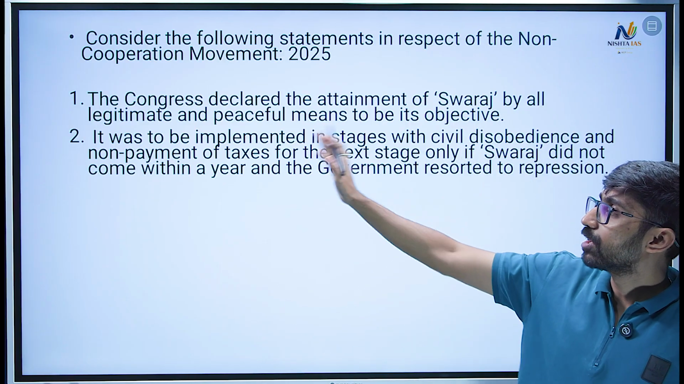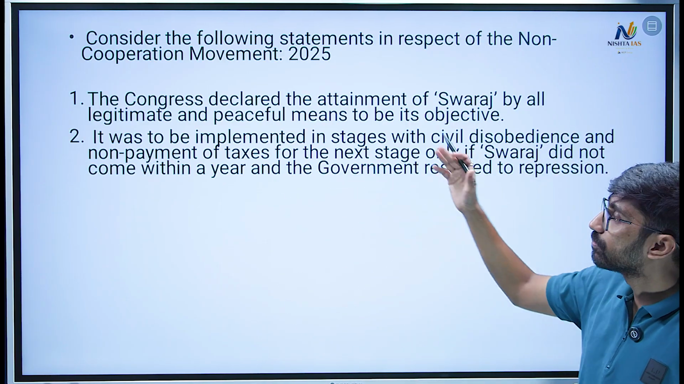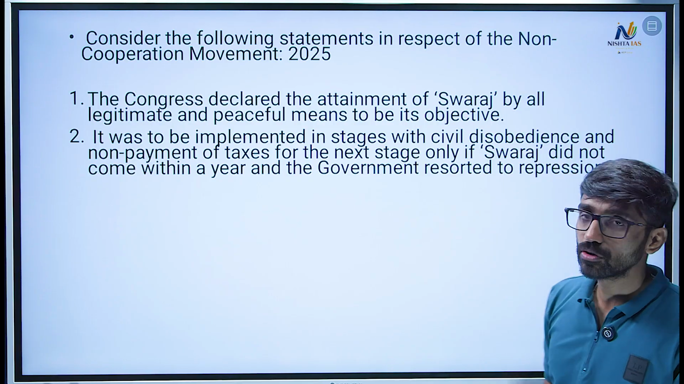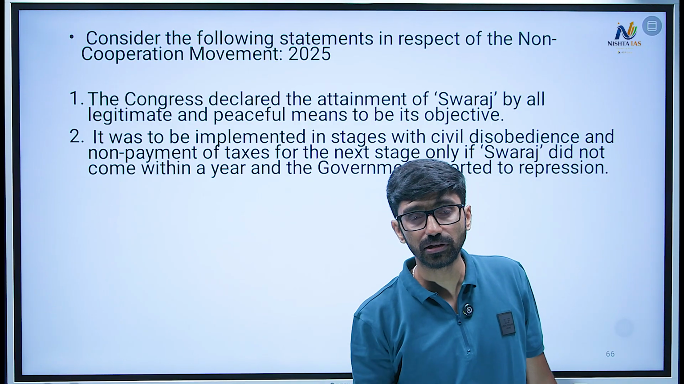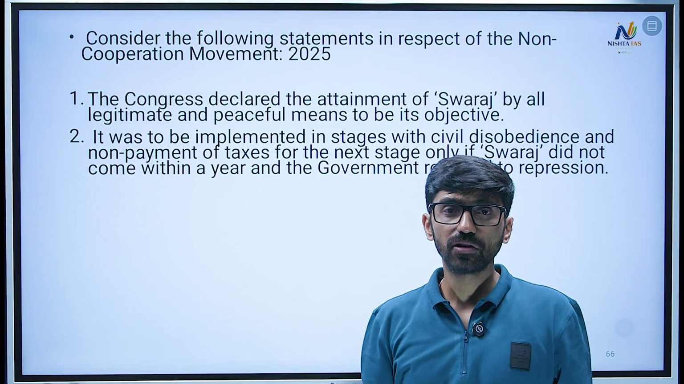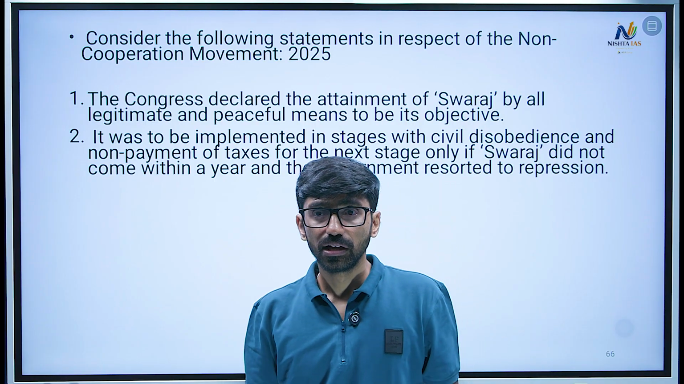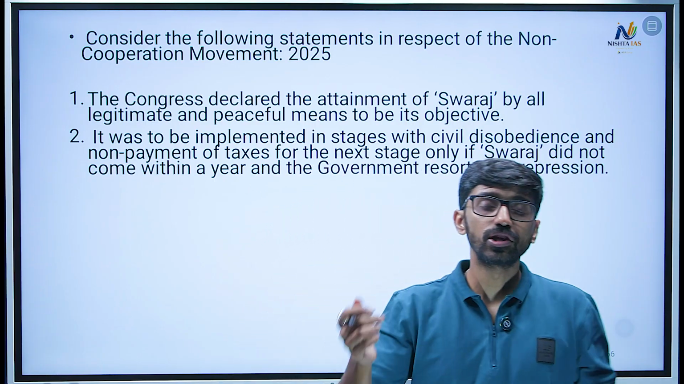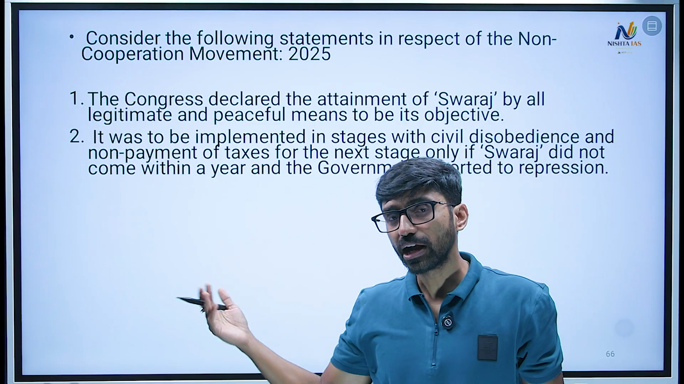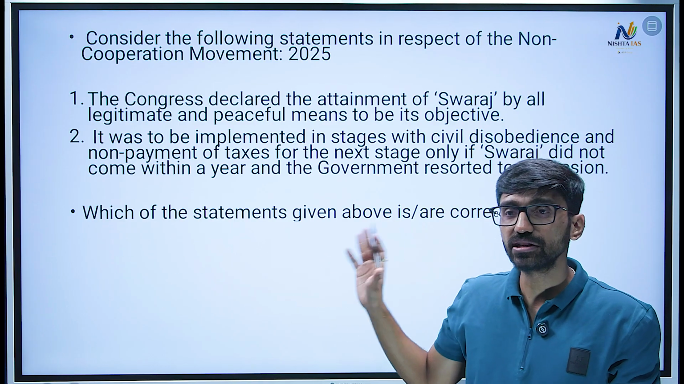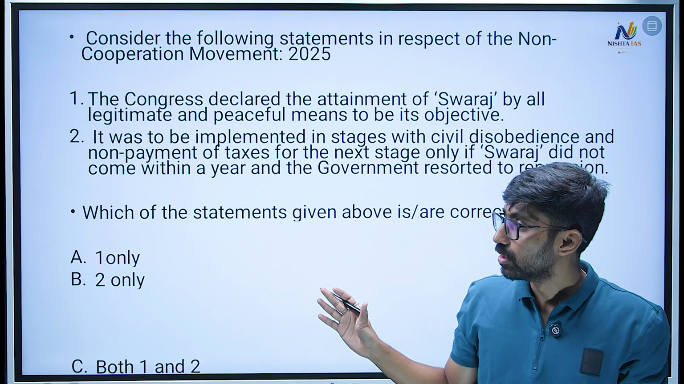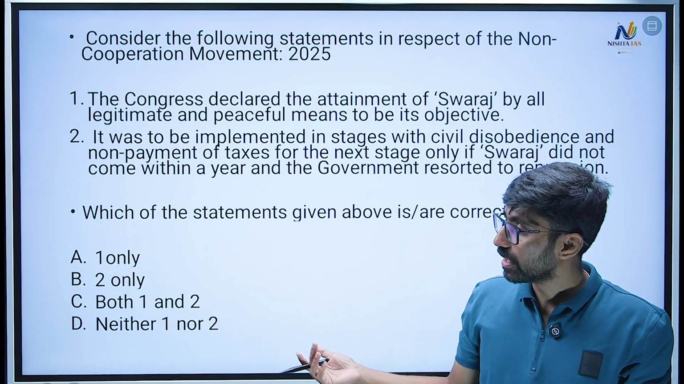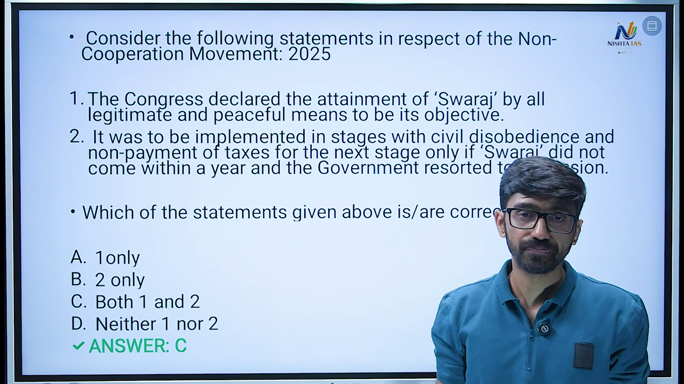With civil disobedience and non-payment of taxes for the next stage, only if Swaraj does not come within a year and the government resorted to repression. Swaraj did not come within a year. Now Gandhi was ready to launch civil disobedience, but due to an untoward incident in Chauri Chaura, it had to be withdrawn. Yes, but the planning was in 2 stages. Which of the statements are correct? 1 only, 2 only, both 1 and 2. The answer is actually C, both 1 and 2.